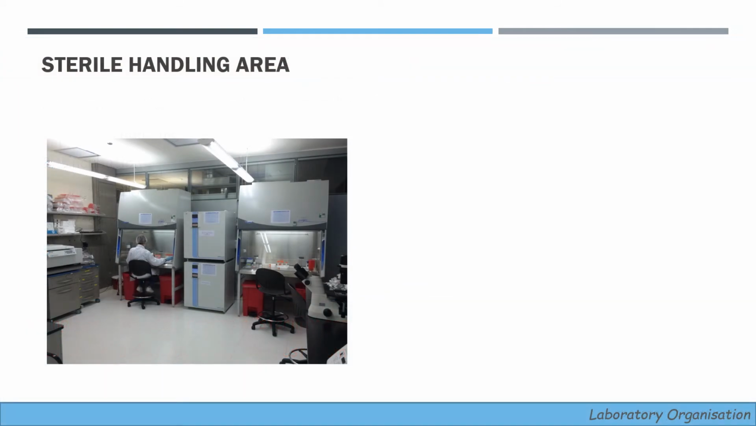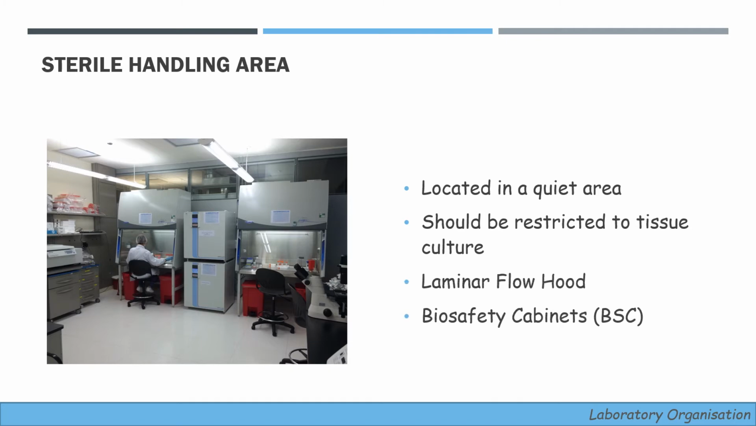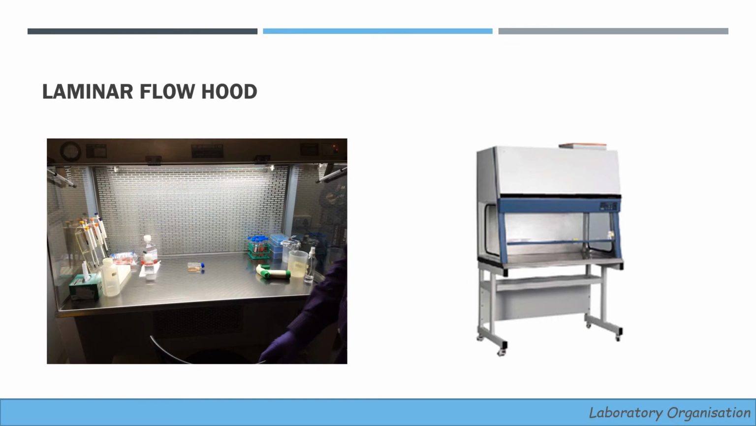The sterile handling area should be located in a quiet part of the tissue culture laboratory and should be restricted to just tissue culture. That is, it shouldn't be shared with any chemical work or work on microorganisms like bacteria, yeast, or protozoa. The sterile working area is provided by laminar flow hoods and biosafety cabinets. Laminar flow hoods as well as biosafety cabinets provide a working area with greater control on maintaining sterility as compared to a sterile room.